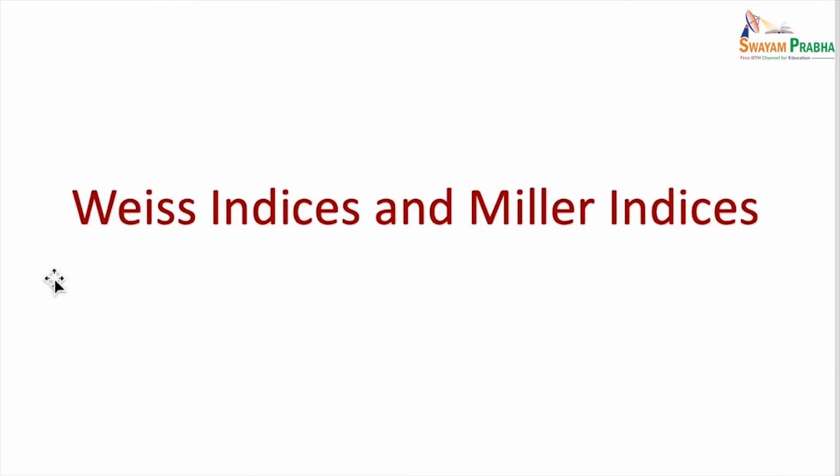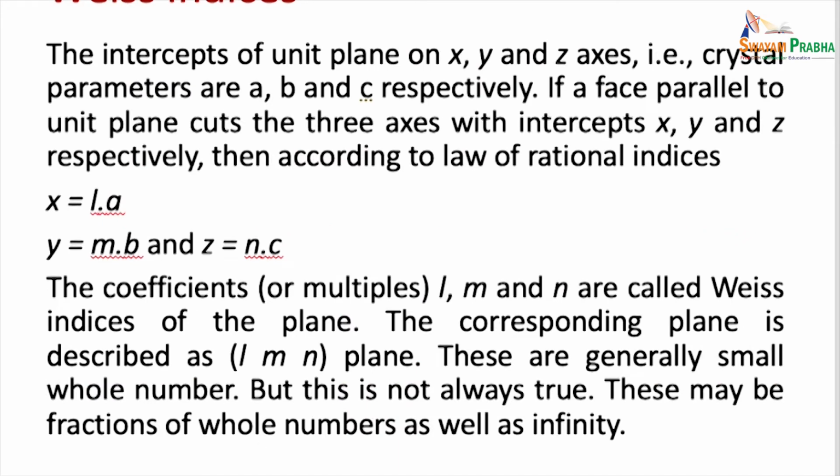Now let's talk about the Weiss indices and the Miller indices. So what are Weiss and Miller indices? These are a set of integers which are used to describe a given plane in a crystal. Let's first talk about the Weiss indices. The intercepts of the unit plane, I'm repeating, what is a unit plane? A plane which cuts the x, y, and z axes, all three.